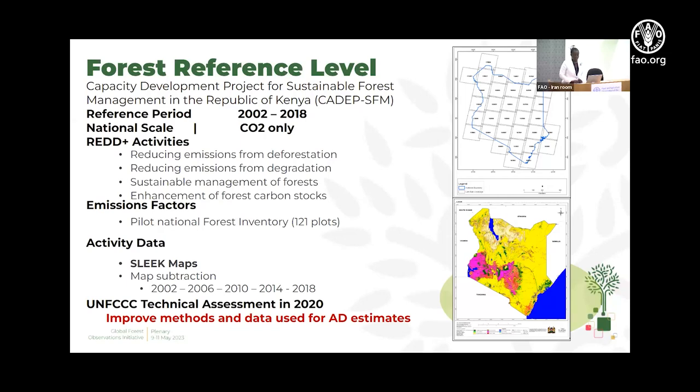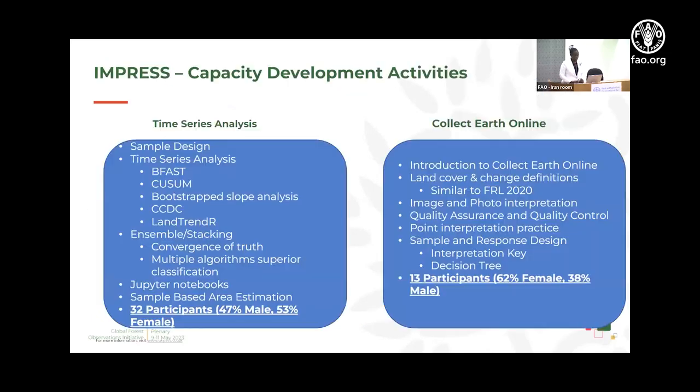Therefore, when the UNFCCC technical assessment team reviewed our document, we had a number of comments, and one of them that is relevant to this session here was that we needed to improve on the methods of our AD estimation. And that led us to the IMPRESS project that is supported by the UK Pact and through FAO for capacity building. FAO came in to build the capacity of the Kenyan technical team that was working on this. And we had two different sets of training, both online and physical.